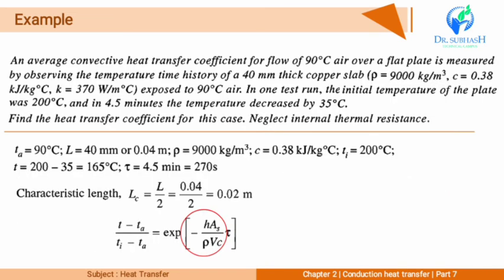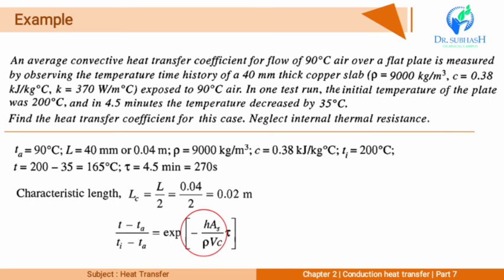An average convective heat transfer coefficient for the flow of 90 degree centigrade air over a flat plate is measured by observing the temperature time history of a 40 mm thick copper slab. Density is 9000 kg per meter cube, specific heat 0.38 kilojoule per kg degree centigrade, thermal conductivity is 370 watt per meter degree centigrade. It is exposed to 90 degree centigrade air. In one test run, the initial temperature of the plate was 200 degree centigrade, and in 4.5 minutes the temperature decreased by 35 degree centigrade. Find the heat transfer coefficient for this case. Neglect the internal thermal resistance.